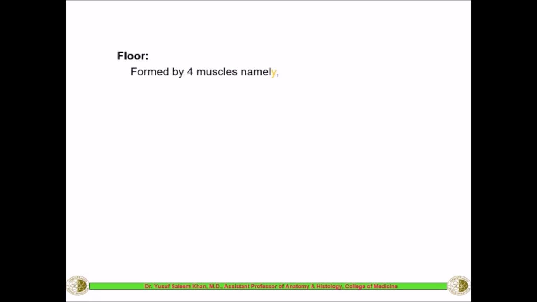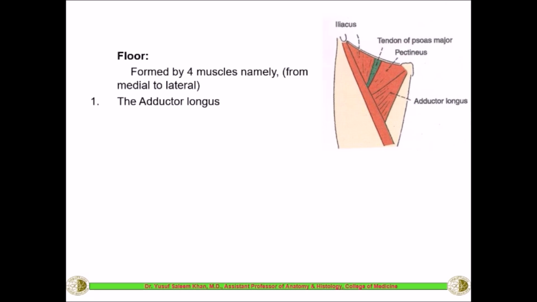Coming to the floor, it is formed by four muscles. In this picture you can appreciate the four muscles. The floor is formed by the adductor longus itself. Adductor longus not only forms the boundary, the medial border of the adductor longus forms the medial boundary. Along with that, this muscle also forms the floor of this triangle.